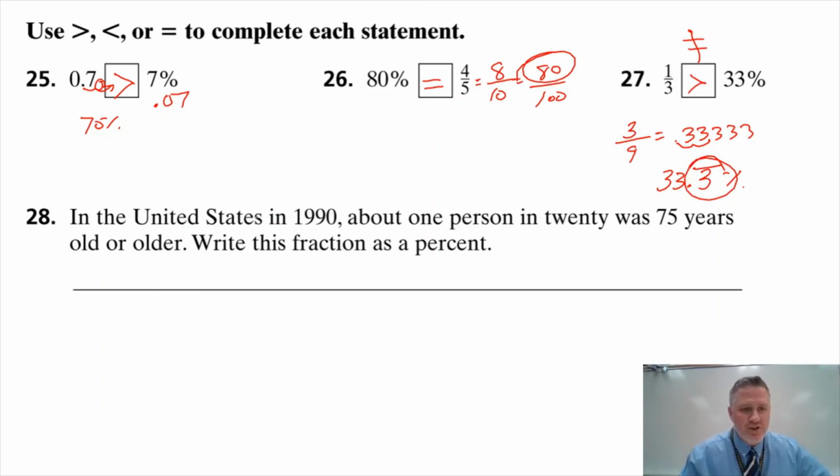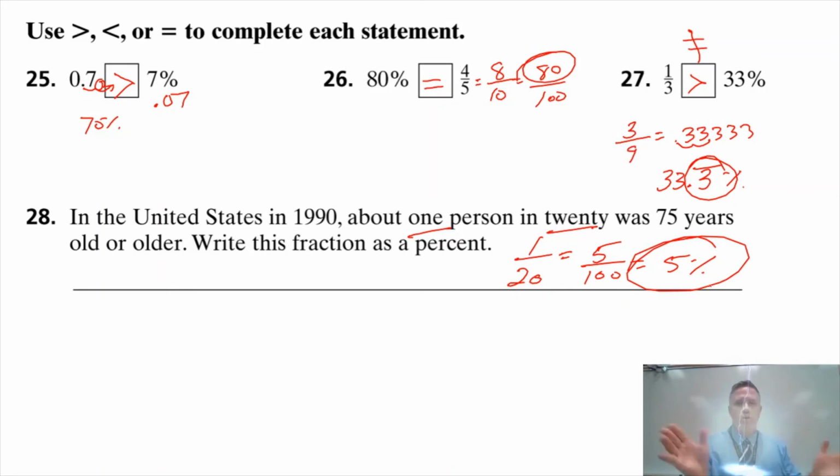And the last question, 28. In the United States in 1990, one person in 20 was 75 years or older. So 1 out of 20 people. Write this fraction as a percent. Well, the easiest way to do this is to make it out of 100. Multiply it by 5/5, and you get 5/100ths, which is equivalent to 5%. We're done.